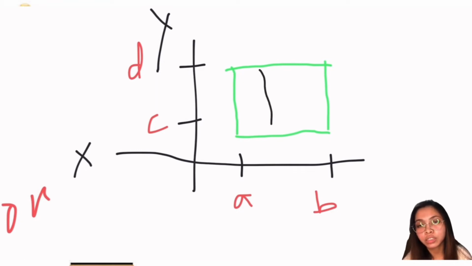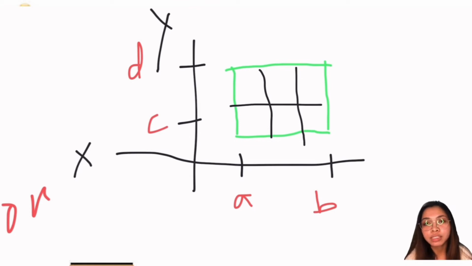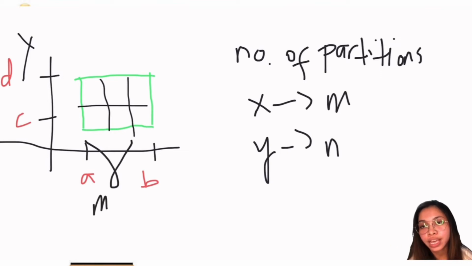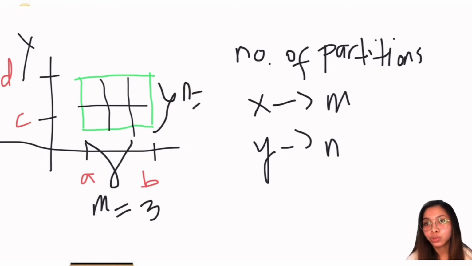So in this rectangular region, the number of partitions of x from the x-axis is called m, and the number of partitions on the y-axis is called n. In this region, we have 1, 2, 3, m. So m is equal to 3. And the n is equal to 2.